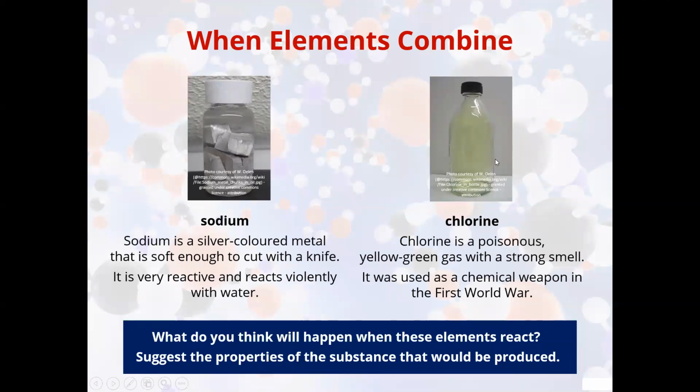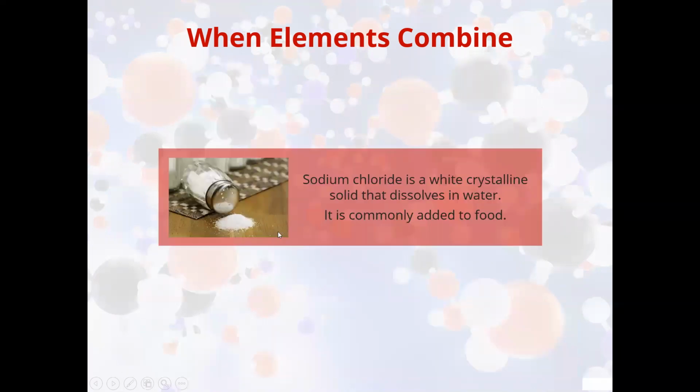It is a poisonous yellow-green gas with a strong smell. It was used as a chemical weapon in the First World War because of its poisonous nature. So you can see very, very different properties. This one, with water, forms flames. This one is poisonous. But if you combine these elements, you will get sodium chloride, which is salt.